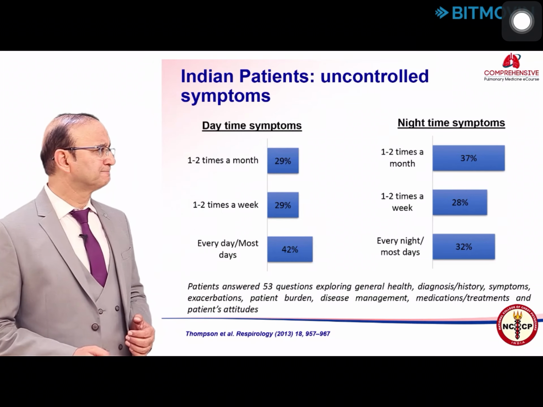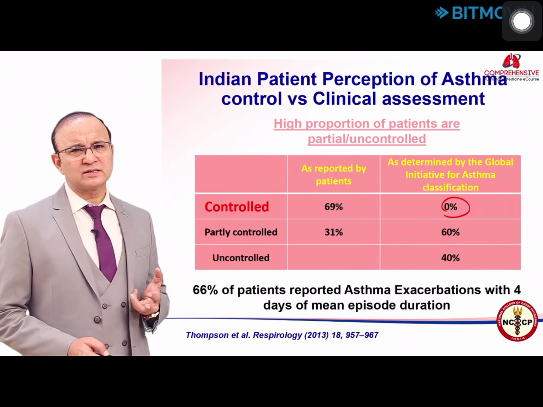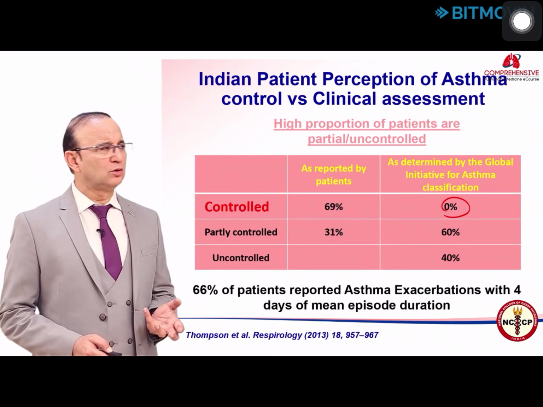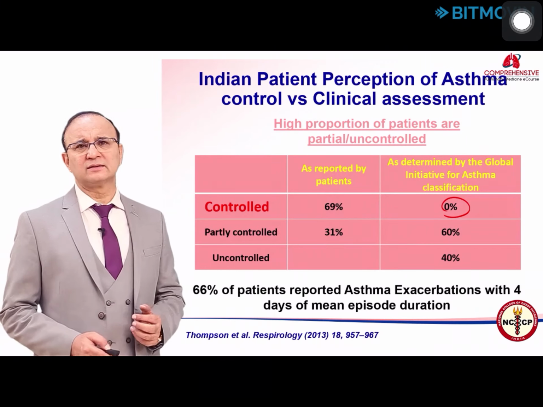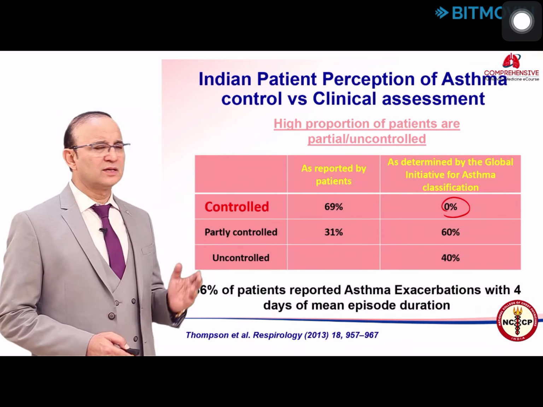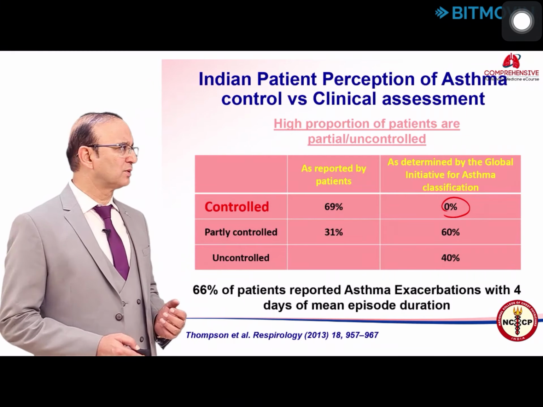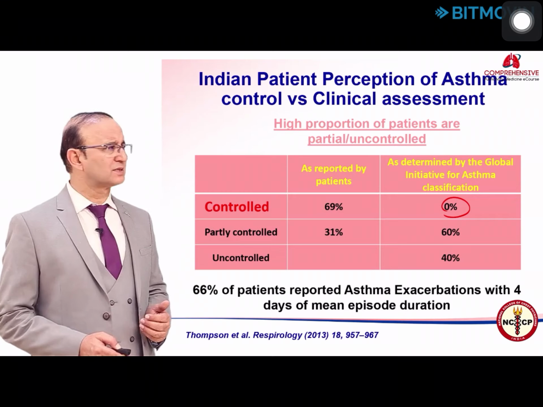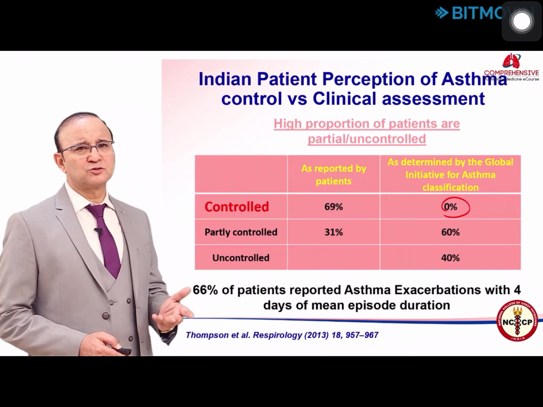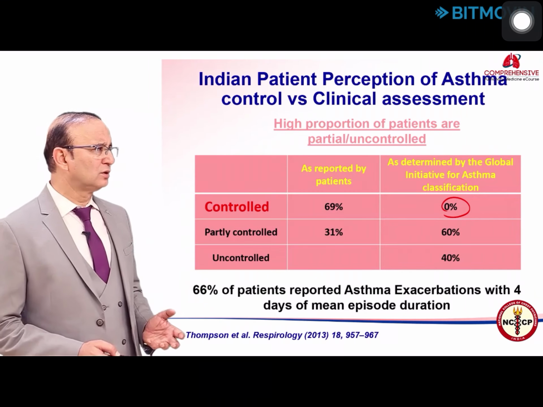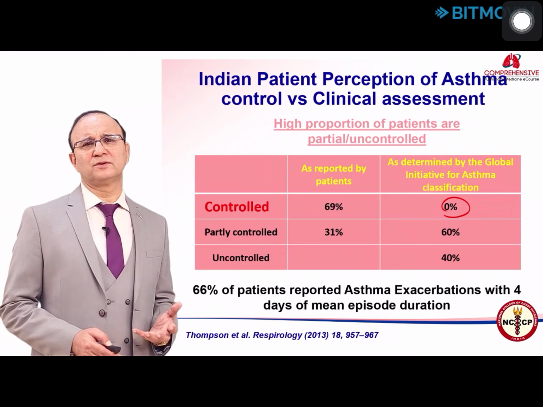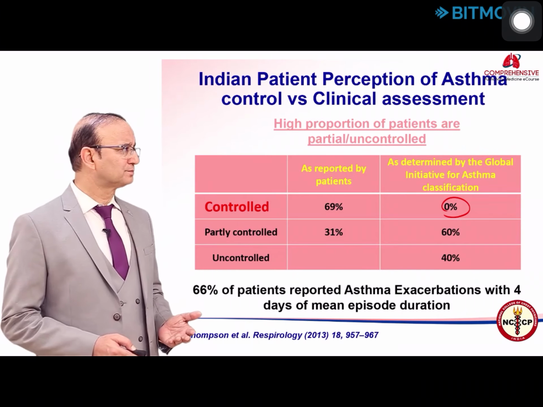Nighttime symptoms were also seen in a large number of patients. When they were asked if their asthma was controlled, 69% said that their asthma is controlled, but when they analyzed, they found 0% of patients had controlled asthma. Partially controlled was 31%, and actually it was 60%. Uncontrolled, there was no data, but 40% of the patients were uncontrolled.